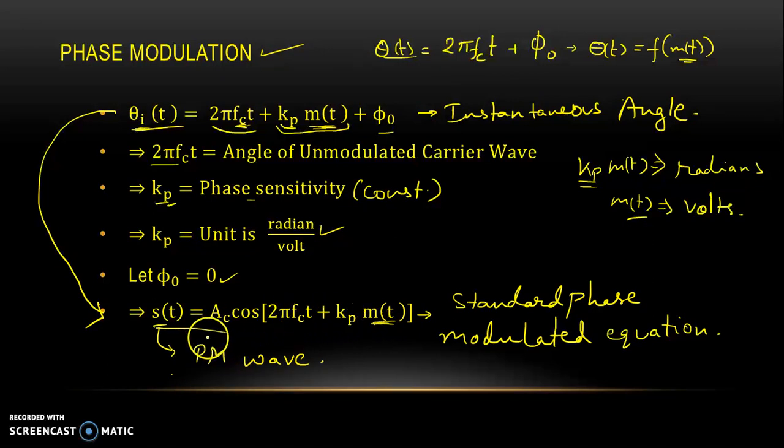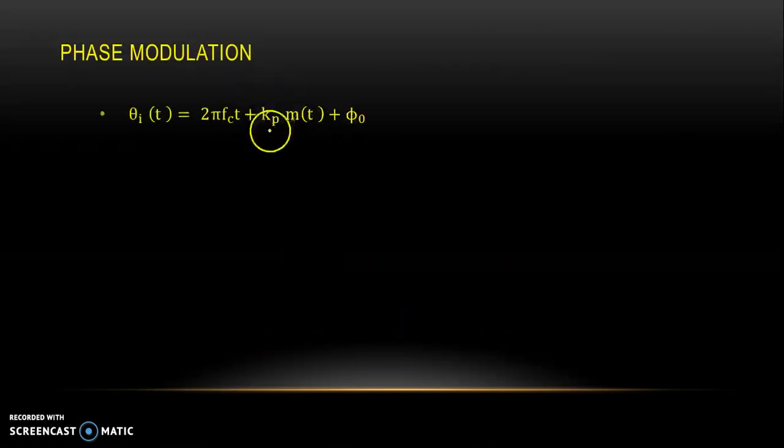Now moving further, this is a basic phase modulated wave. We have understood this. Now let's see an important conclusion. See, we got the instantaneous angle as 2 pi fc t plus kp times m(t) plus phi 0. This is the instantaneous angle at any point of time. By putting the value of time, we will get the value of this angle at any point of time, because fc is a constant, the frequency of the carrier wave, and phi 0 is the initial phase angle.